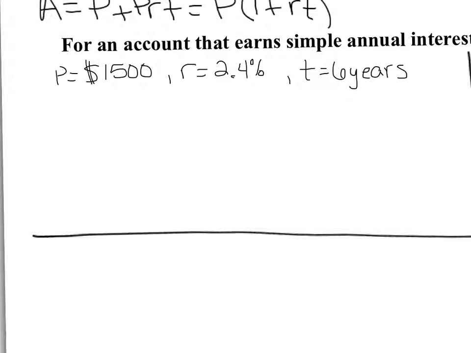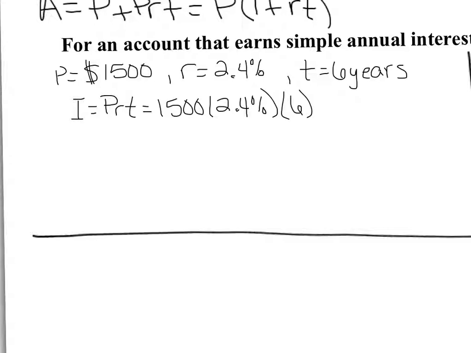Okay, so first, let's find the interest. Now remember, interest is equal to principal times the rate times the time. So we're just going to substitute those numbers in there. Instead of principal, I'm going to substitute in 1,500. Instead of R, I'm going to substitute in 2.4%. And instead of T, I'm going to substitute in 6. Now one thing I want to point out, not relevant in this problem necessarily, is that T is time in years. So be very careful with that.